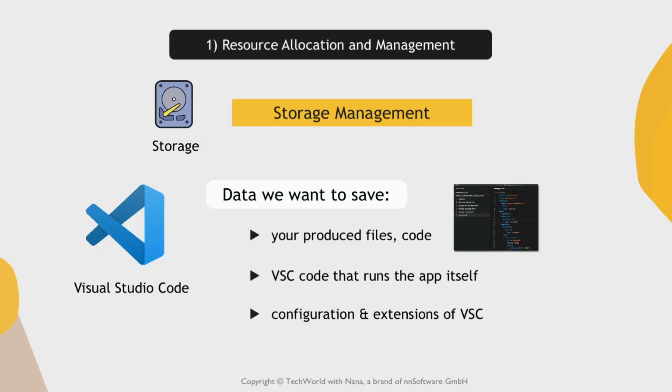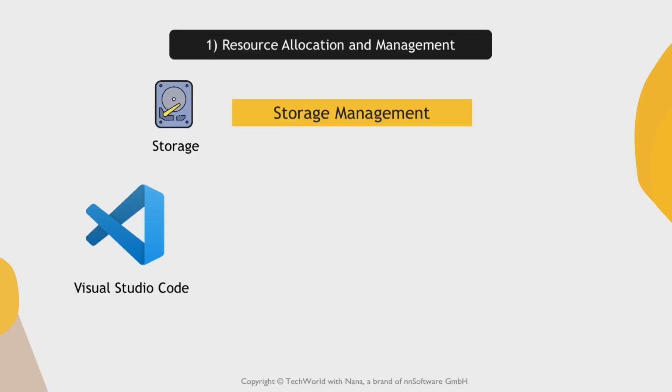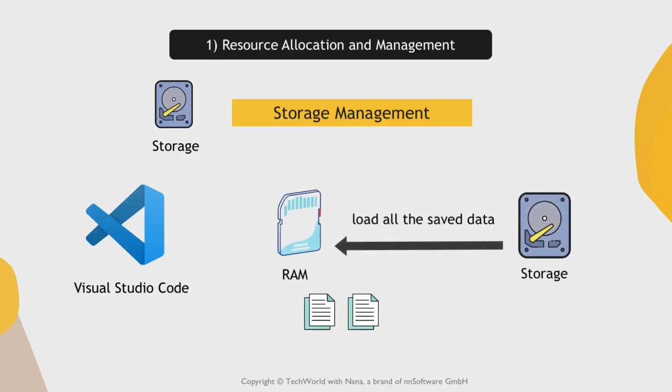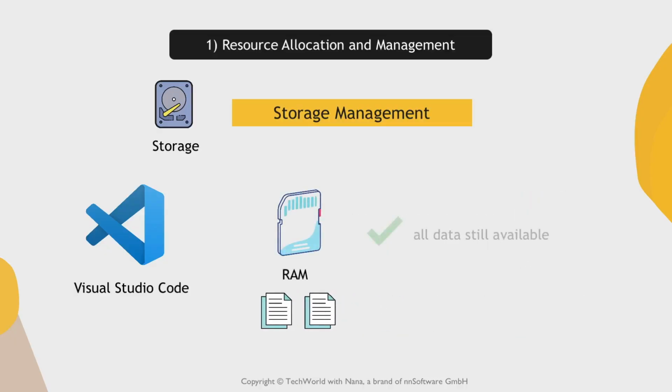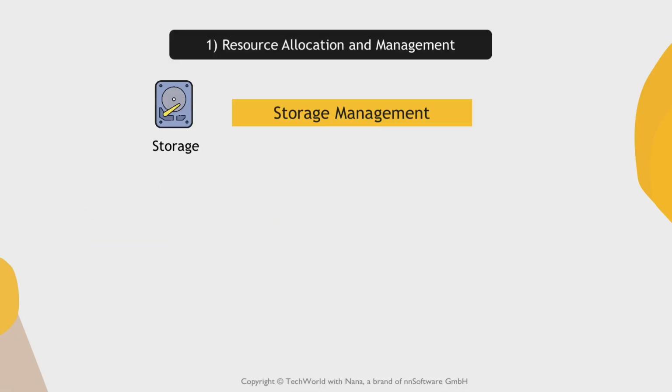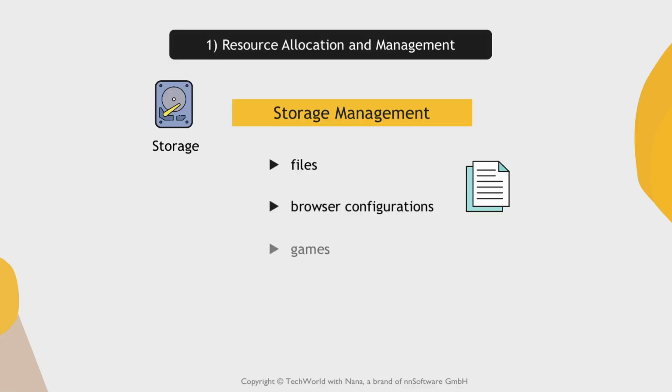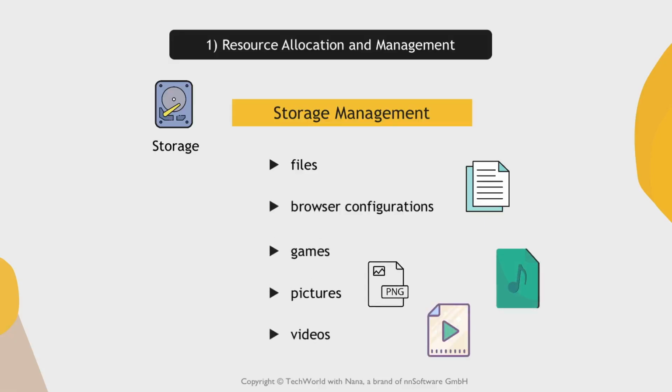So whenever you open Visual Studio Code, you have all these configurations and plugins that you downloaded. So when you start the Visual Studio application, again, the data from the storage will be loaded in memory to use it actively. So when you open it, you have the plugins and configuration and the files in the editor just as you left it. And you can save all sorts of things on your storage. You can save files, browser configurations, games, pictures, videos, whatever. They all go to the storage. So storing this data and allocating some space for them is also managed by the operating system.